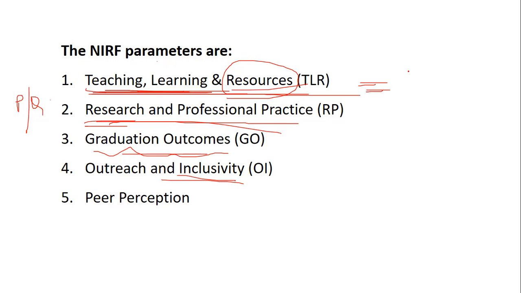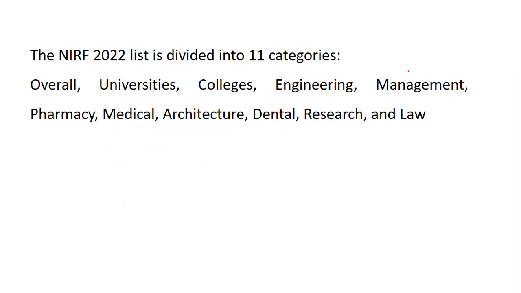The next one we discussed is the categories. There are 11 categories. Just keep the number in mind and also keep them in mind: overall, universities, colleges, engineering, management, pharmacy, medical, architecture, dental, research, and law.